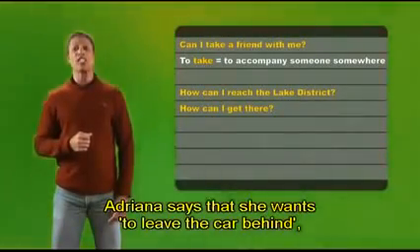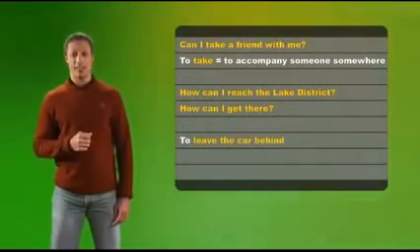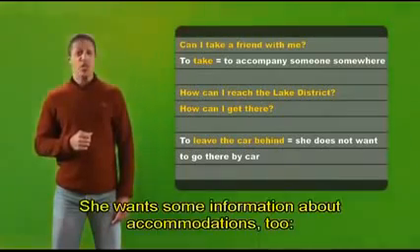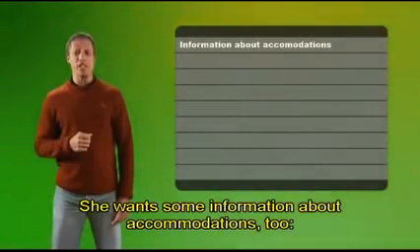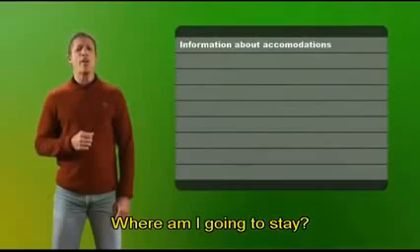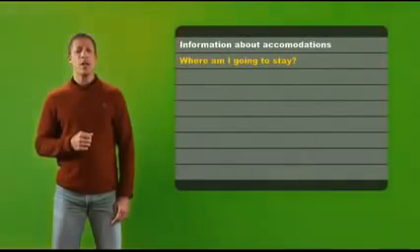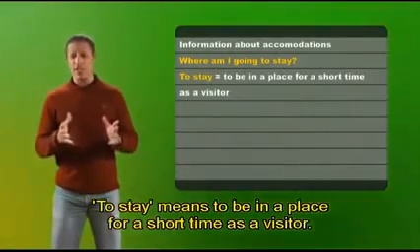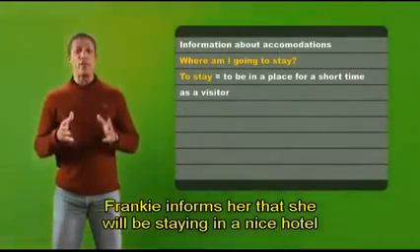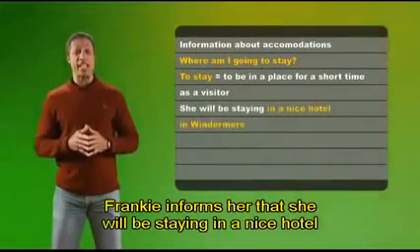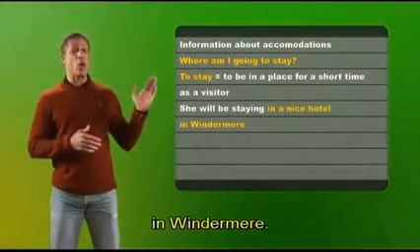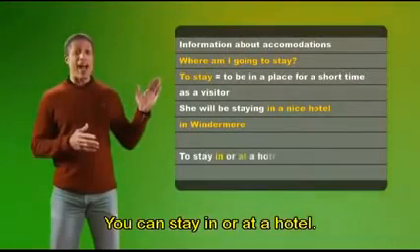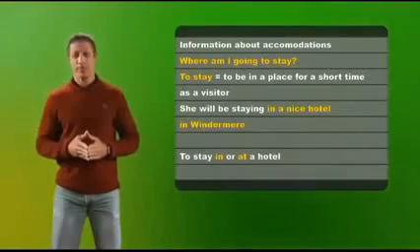Adriana says that she wants to leave the car behind, which means that she does not want to go there by car. She wants some information about accommodations too. Where am I going to stay? To stay means to be in a place for a short time as a visitor. Frankie informs her that she will be staying in a nice hotel in Windermere. You can stay in or at a hotel.